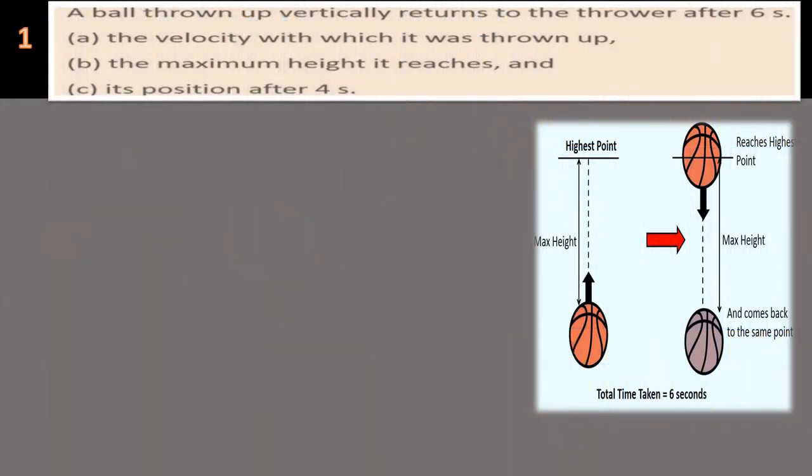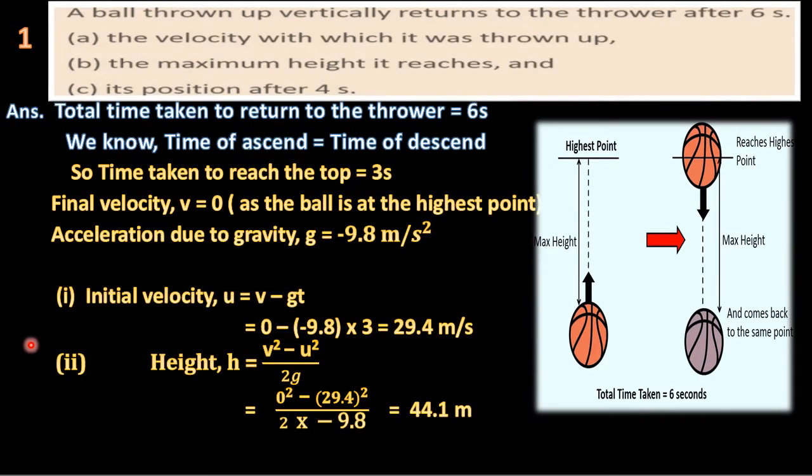A ball is thrown up vertically, returns to the thrower after 6 seconds. So what do we have to find? We have to find the velocity with which it was thrown up, the maximum height it reaches, and its position after 4 seconds. So children, you can see that the ball is thrown up and it reaches the highest point and it comes back to the same point. And the total time it takes is 6 seconds.